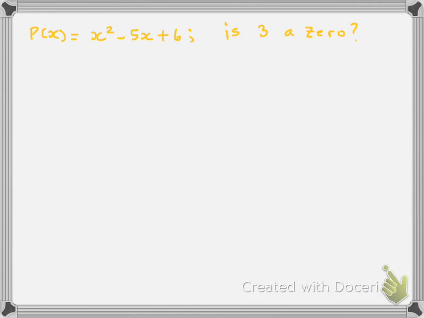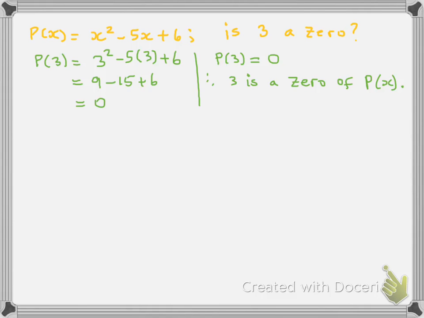What if x is 3 in this same polynomial? Is 3 a 0 of this polynomial? Well, we can find out. What is p of 3? P of 3 is 3 squared minus 5 times 3 plus 6, which is 9 minus 15 plus 6, which is equal to 0. Since p of 3 is 0, therefore 3 is a 0 of the polynomial p of x.